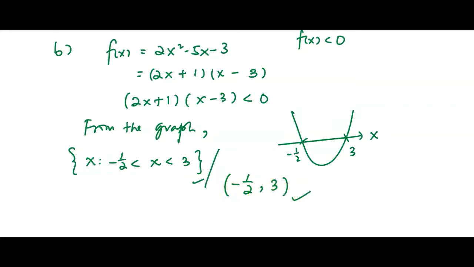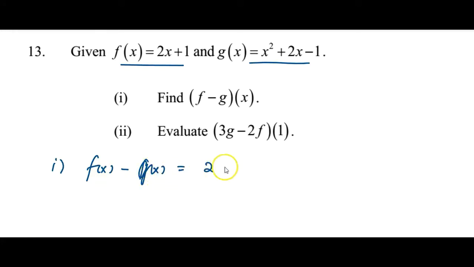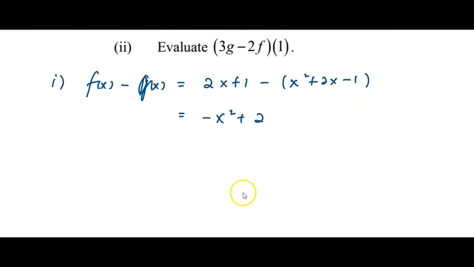Both we accept. For this example, we are given the f(x) function and the g(x) function. Question 1 asks us to find f minus g(x). So f minus g(x), meaning that we need to take f(x) minus g(x) first. So we have 2x plus 1 minus (x squared plus 2x minus 1). Simplified, you will have negative x squared. 2x minus 2x, you get 0. 1 plus 1, you get 2. So this is your f minus g. So f minus g will bring your x to negative x squared plus 2.